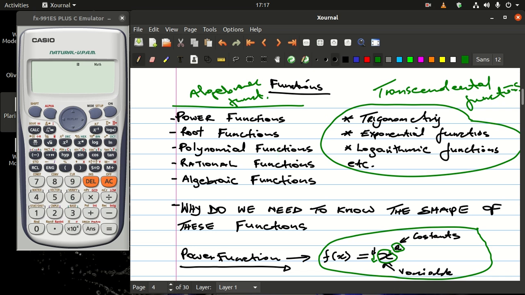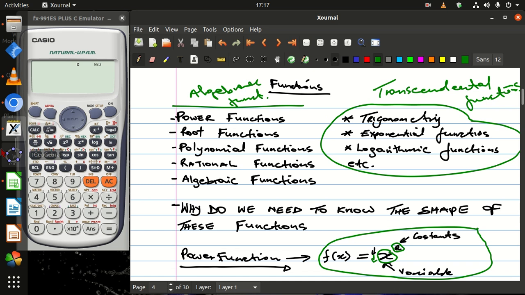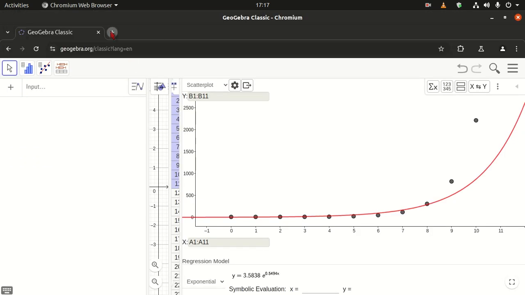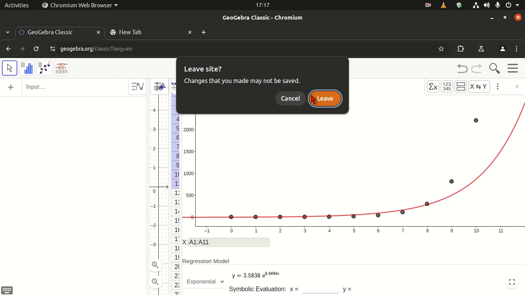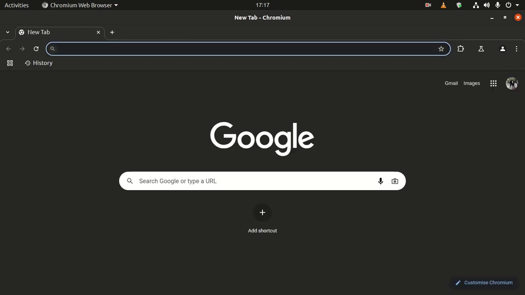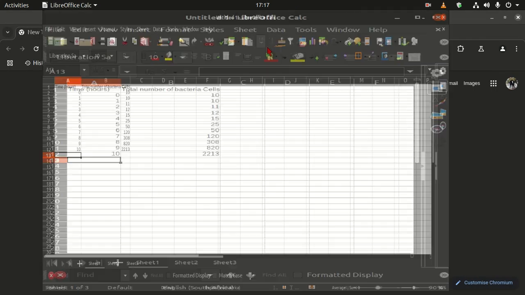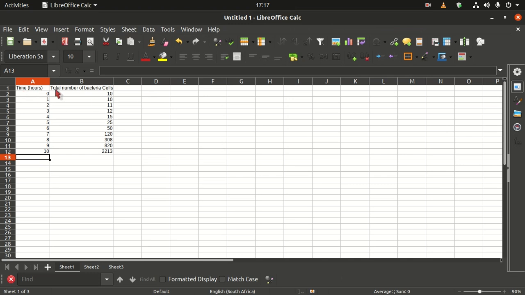And now just a quick example of how you would look at this. Suppose that we wanted to see how this can be used in a real world example. Suppose that you have some data here. The data is time and total number of bacteria cells, and you want to see how you can model this using the understanding of the functions.